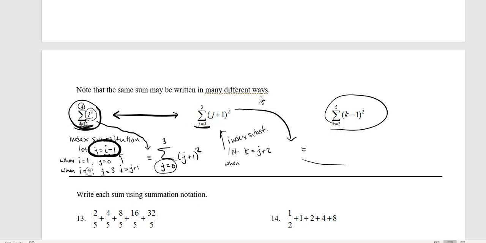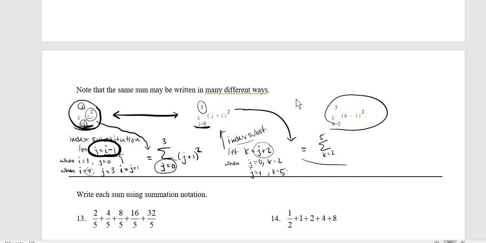At its lowest value, when j is 0, we set this up so that k is going to be 2. And when j is its biggest value, positive 3, we plug in 3 for j and we get k is 5. So the k value should go from 2 to 5 if we want to express it in this new index k. Well, and what do we have here? Let's see if I can make this come back to life. It looks a little strange.